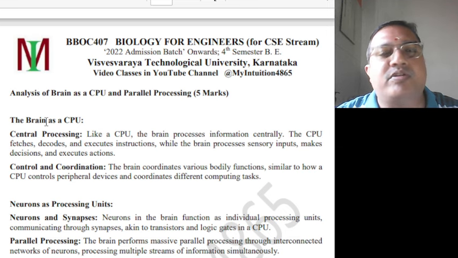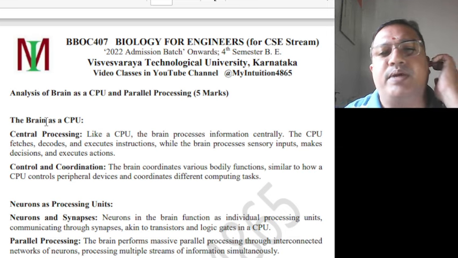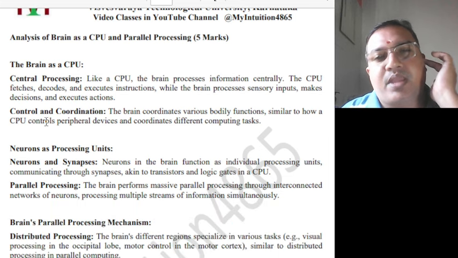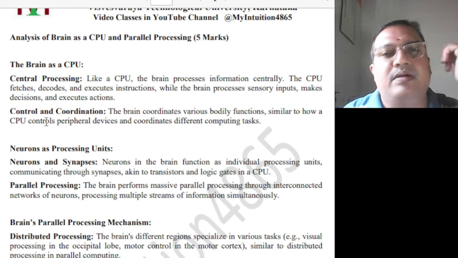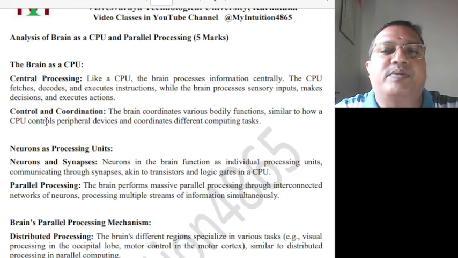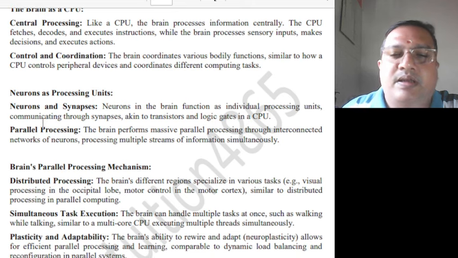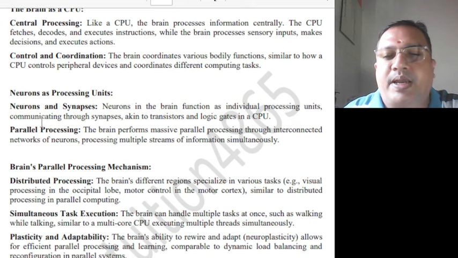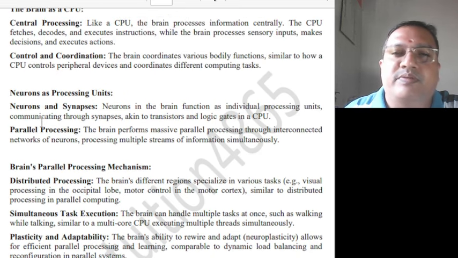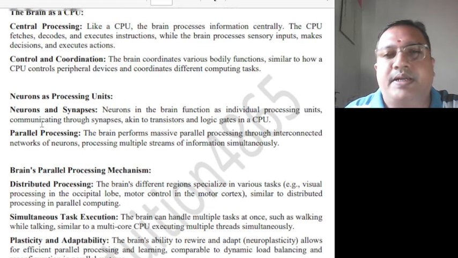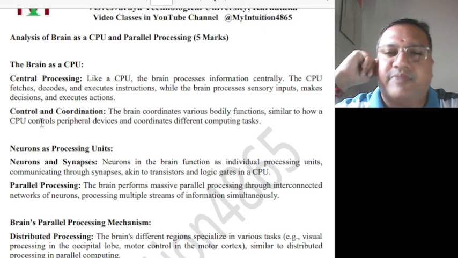Okay, so analysis of brain as CPU and parallel processing, 5 marks. The brain as a CPU is the first point. Then neurons as processing unit, the second point, and how the brain's parallel processing mechanism is done. The key features enabling parallel processing in brain. This much, if you can understand and write, that can be considered as 5 marks.